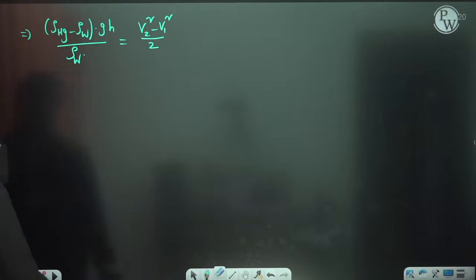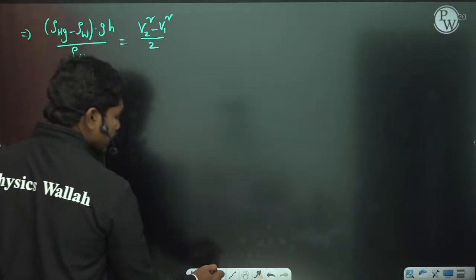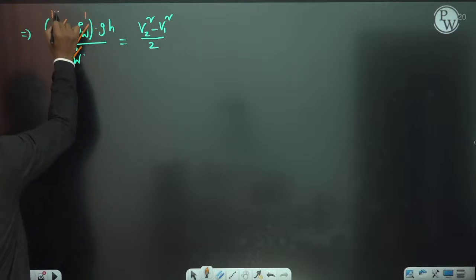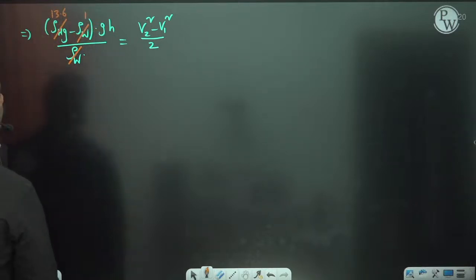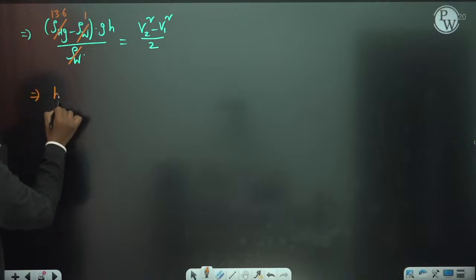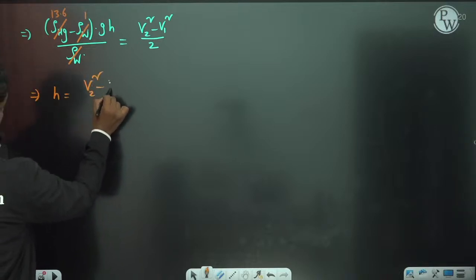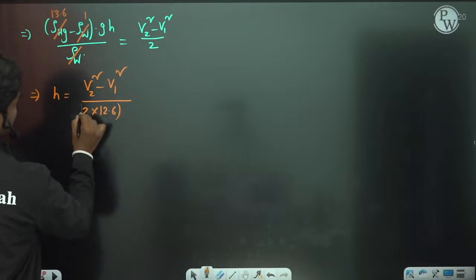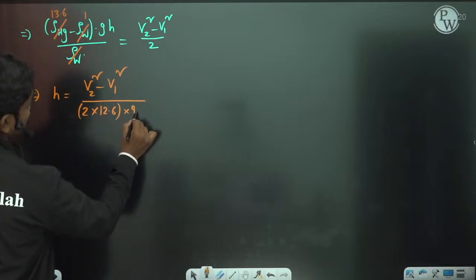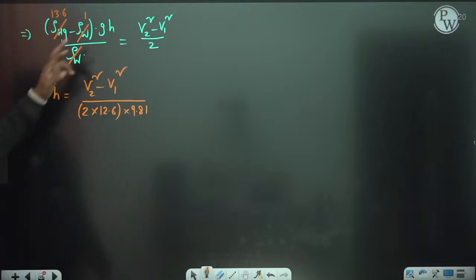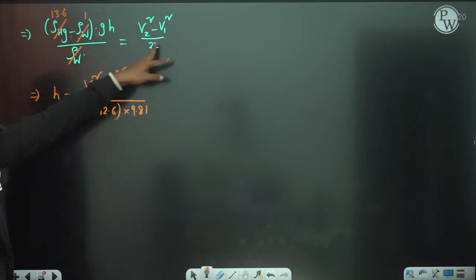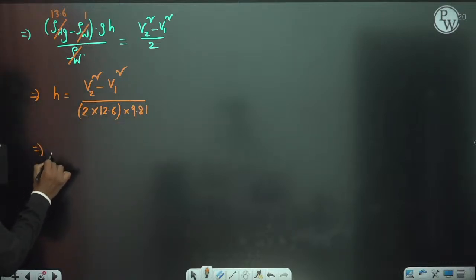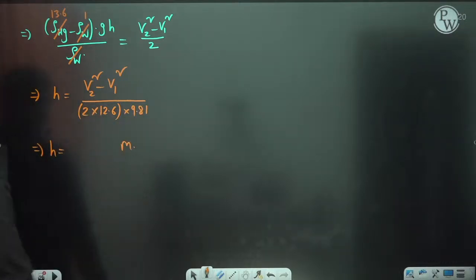So now we need to calculate this h value. How can we calculate it? This term you can write as 13.6 over 1, because this is specific gravity, and everything is known to you. The only thing you need to know is h, which is (V2 square minus V1 square) by 2 times 12.6 into g, which is 9.81. So g comes here, and also this difference multiplied with the 2. So 2 into 12.6 into 9.81. If you calculate this, you will get the value of h in meters.